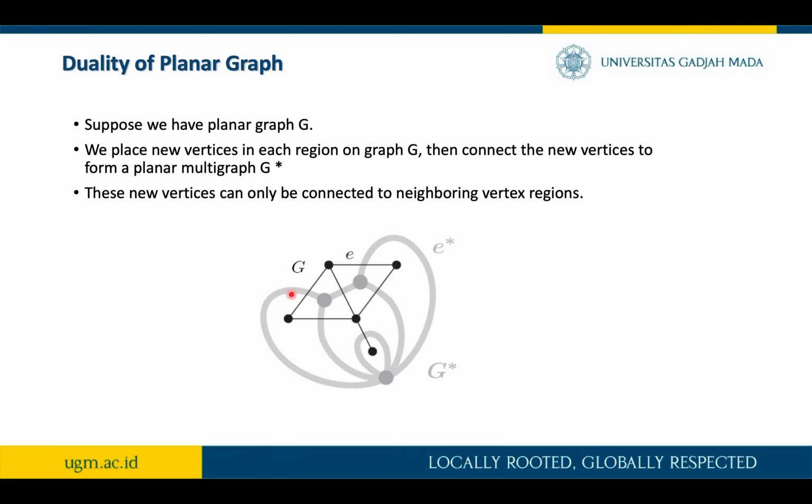Crossing the edge here, from this to that, crossing the original edge, and then from this one to that one, crossing the original edge, and from this one to that one, and from this one to that one, and then from this one to itself. So we make a loop here. The result is a planar multigraph G star. That's the dual of graph G.